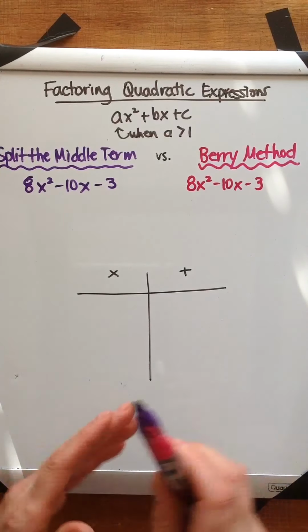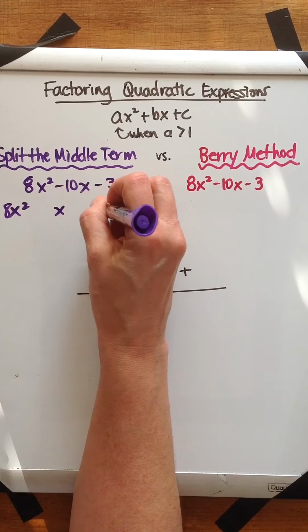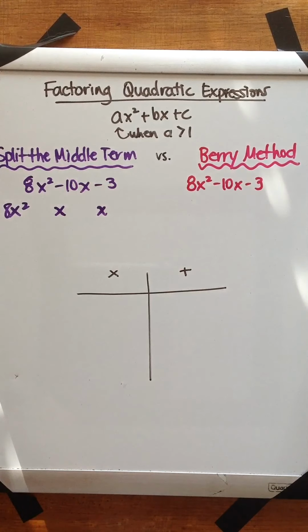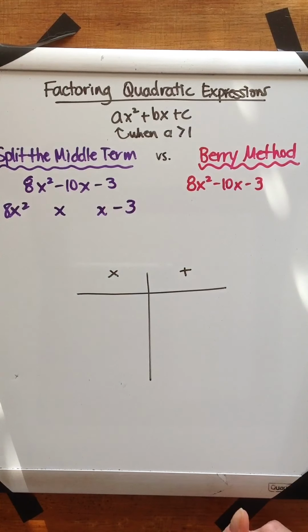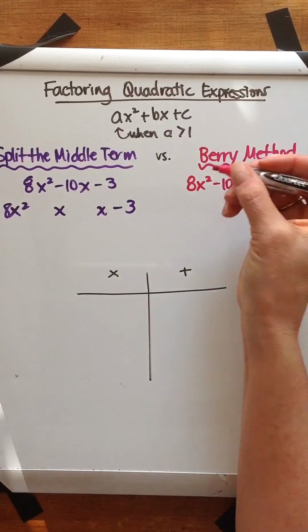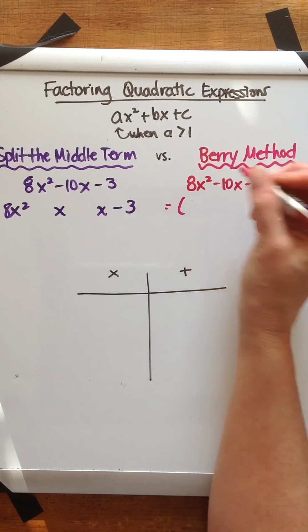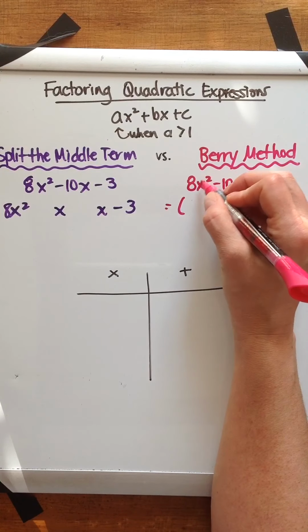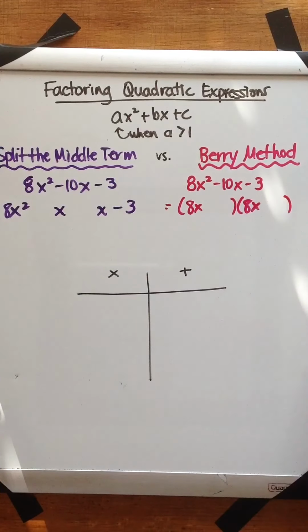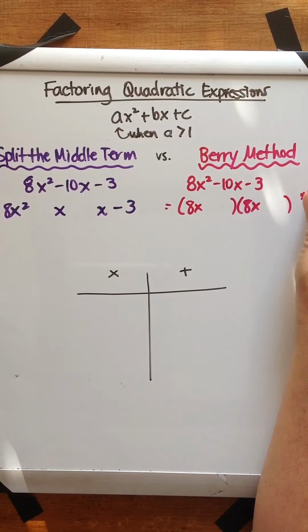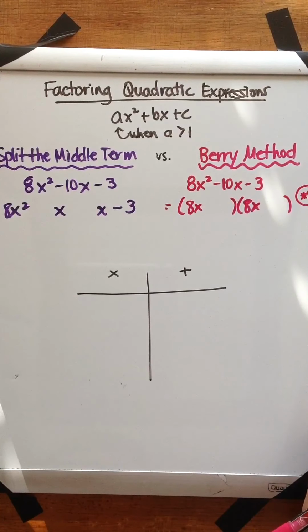So working across, the first step in split the middle term is exactly as it sounds. We're going to take negative 10x and divide it up into two numbers that will add to give negative 10, like this. In the Berry method, our first step is to make that intentional error. Reduce the degree of this polynomial by 1 so that it reads 8x, and put it at the beginning of both binomial factors, recognizing that you've got an extra power of 8 that you're going to have to eliminate at the end of your answer.